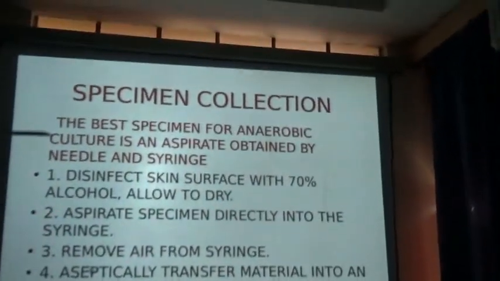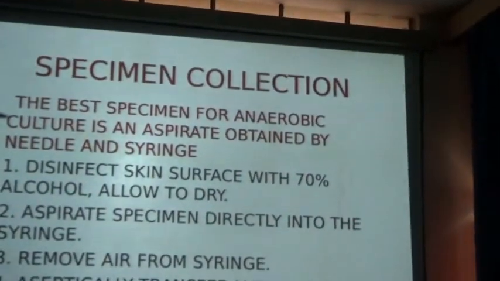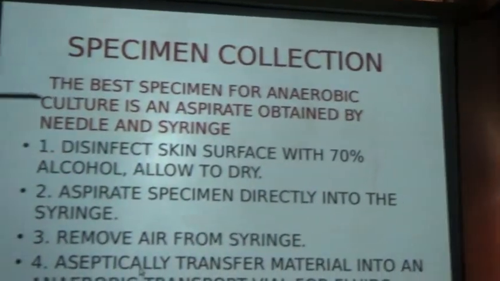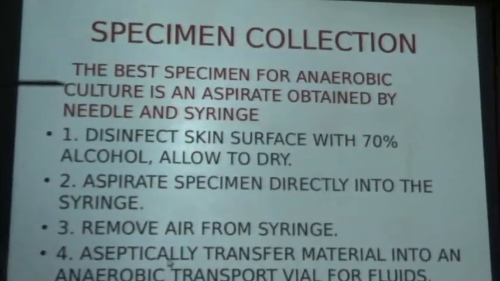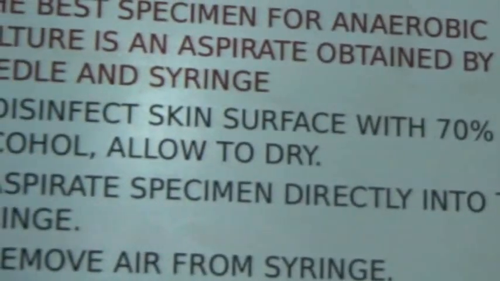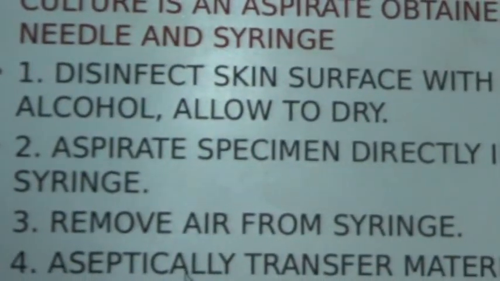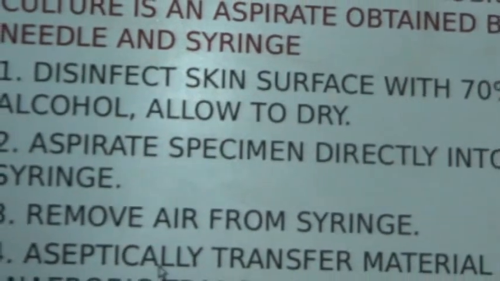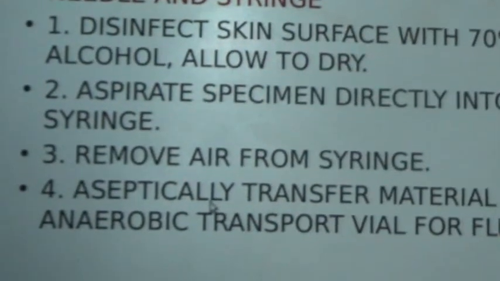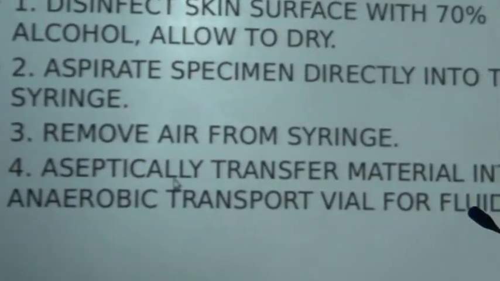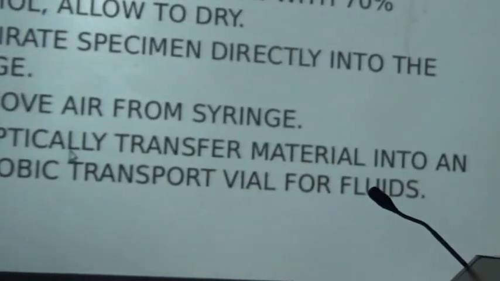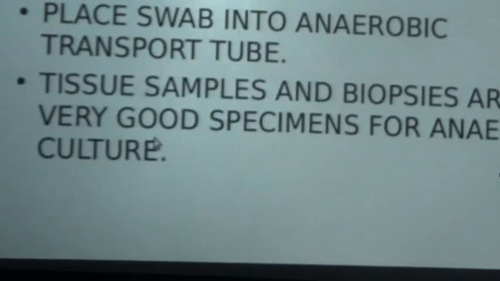Now we come to how we collect the specimen. The best way to collect a specimen for anaerobic culture is by syringe and needle. And how do you do it? First, disinfect the skin with 70% alcohol and allow it to dry. Then aspirate the specimen directly into the syringe. Remove the syringe from the area and aseptically transfer the aspirated material into an anaerobic transport vial for fluids.